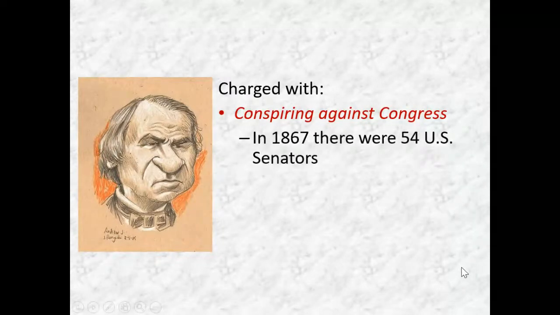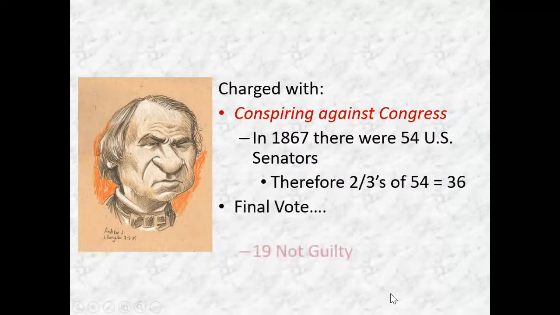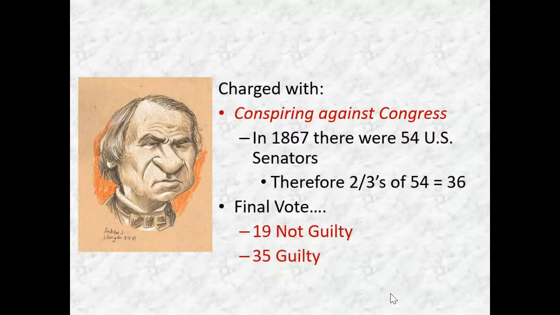And in 1867, there were not yet 50 states, there were only 27. However, the 2/3 or supermajority threshold still existed, which meant in order to find Johnson guilty, 36 of the then 54 senators had to vote guilty. This was a monumental moment in American history, as impeachment had never taken place. When the final votes were tallied, 19 senators voted not guilty, while 35 voted guilty, thus leaving Andrew Johnson one vote shy of conviction, meaning he was not guilty and remained President of the United States.